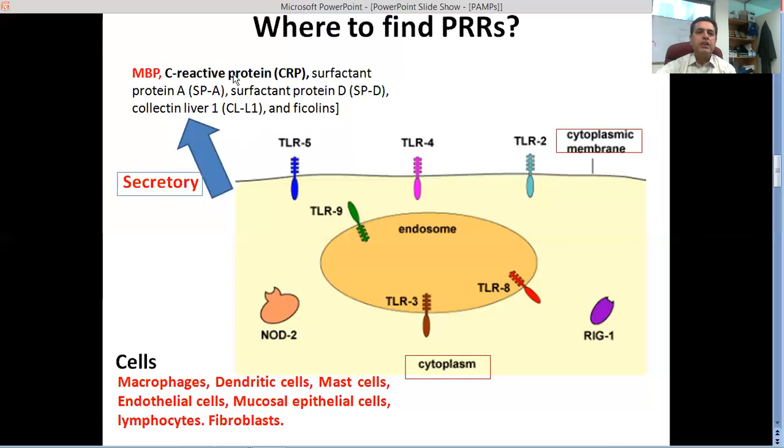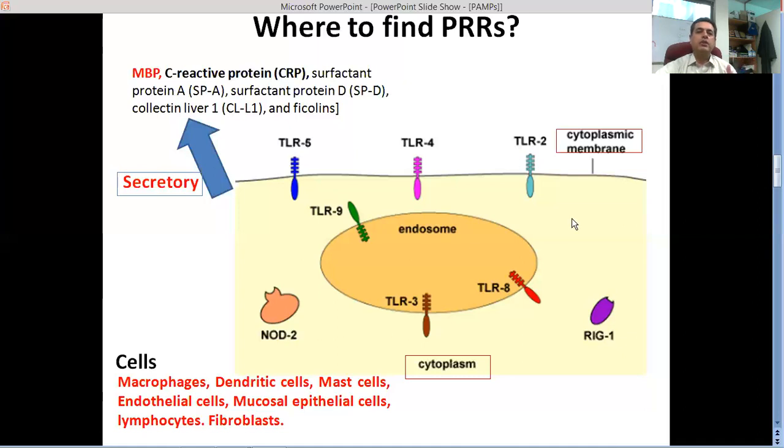So how do these PRRs recognize pathogens? These PRRs can recognize specific pathogens. They can bind to them, and then another domain can bind to specific receptors on the surface of the cells, and these cells would generate immune responses in different ways.